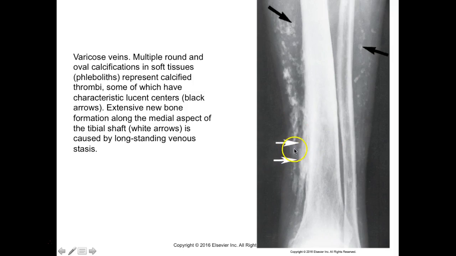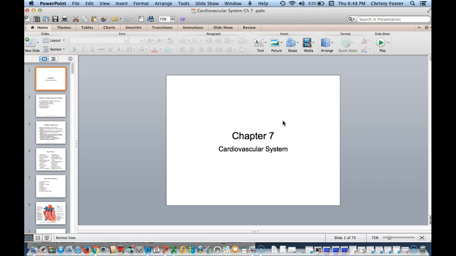And you can see here, we've got varicose veins here, little round calcifications. Those are also varicose veins. Varicose veins in the rectum are called hemorrhoids. All right, that's it. That's all there is to it.